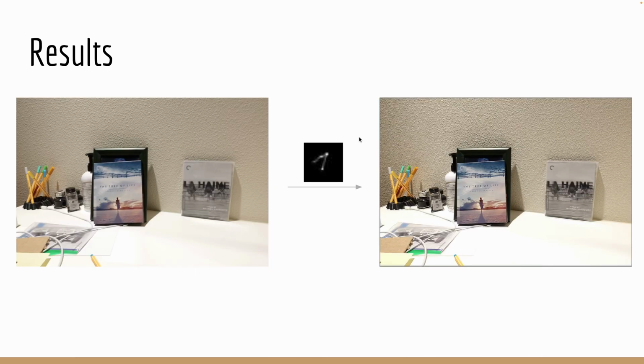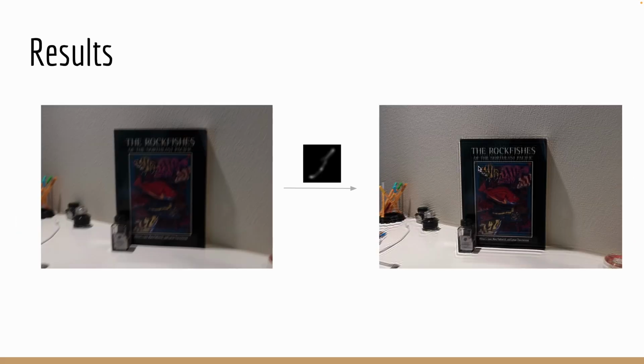On to some results. So here's the original image that we were processing. After applying the blur kernel, we get this result over here on the right, which is definitely a lot sharper than the original image. I would say it's a good result, not a lot of artifacting. But yeah, on to the next result.